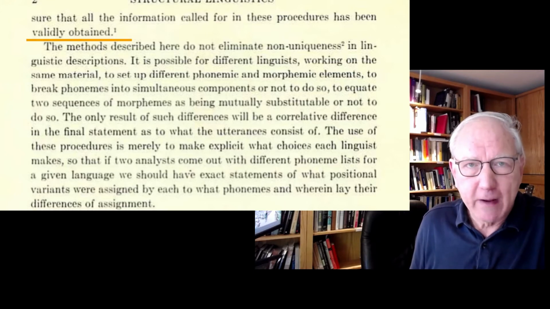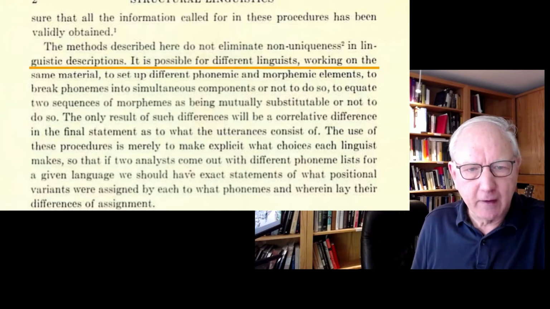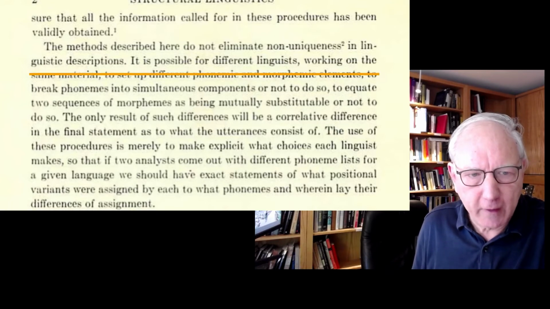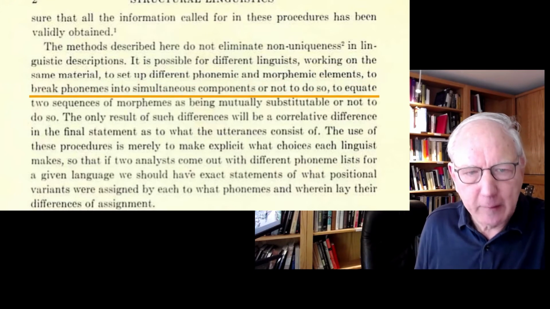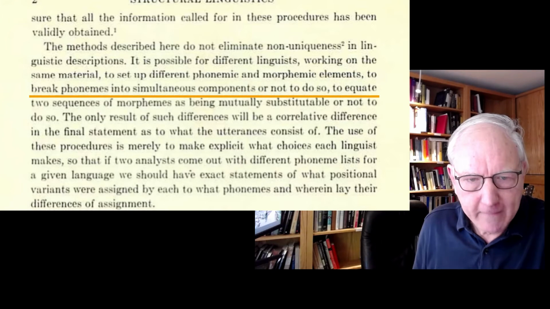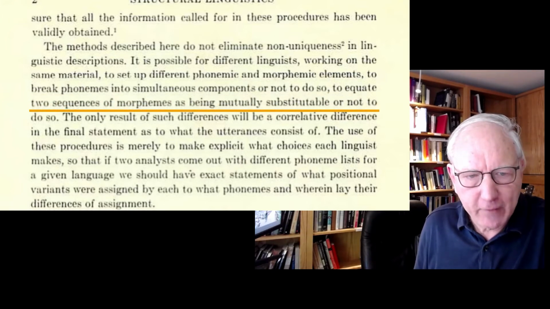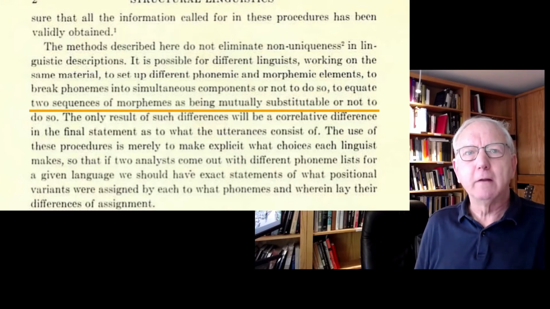Next paragraph. We're now on page 2. "The methods described here do not eliminate non-uniqueness in linguistic descriptions. It's possible for different linguists working on the same material to set up different phonemic and morphemic elements, to break phonemes into simultaneous components, or not to do so, to equate two sentences of morphemes as being mutually substitutable, or not to do so." That's huge.